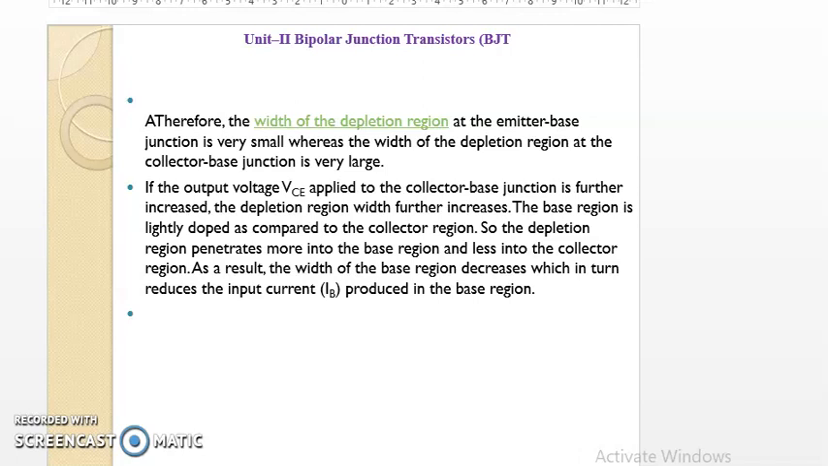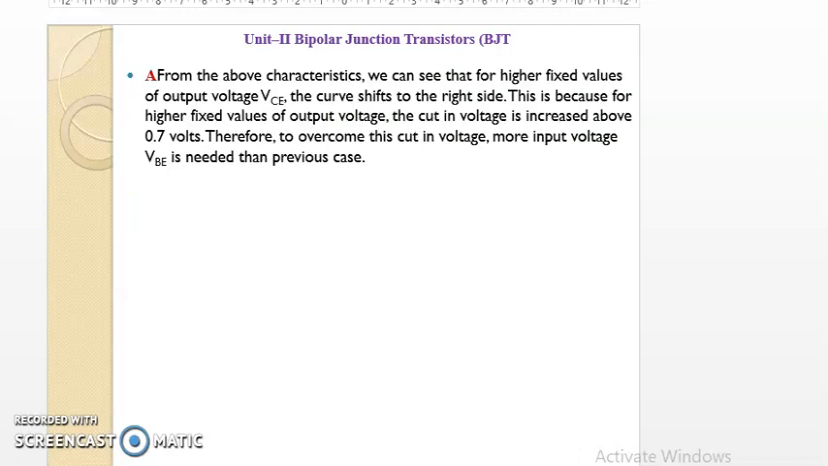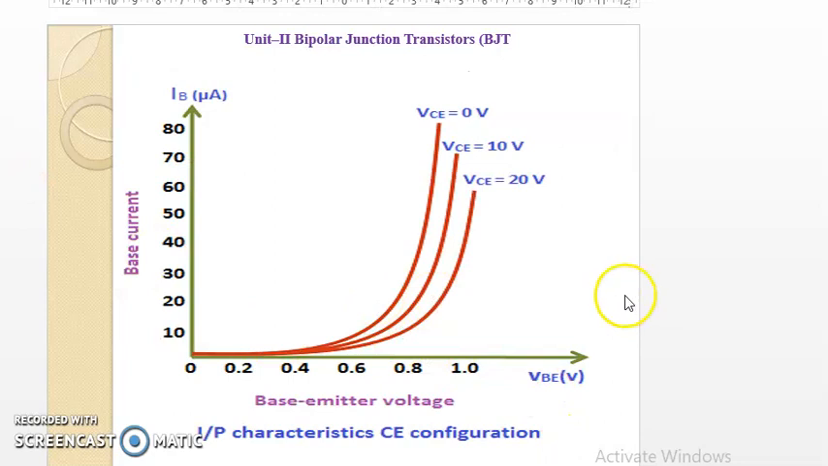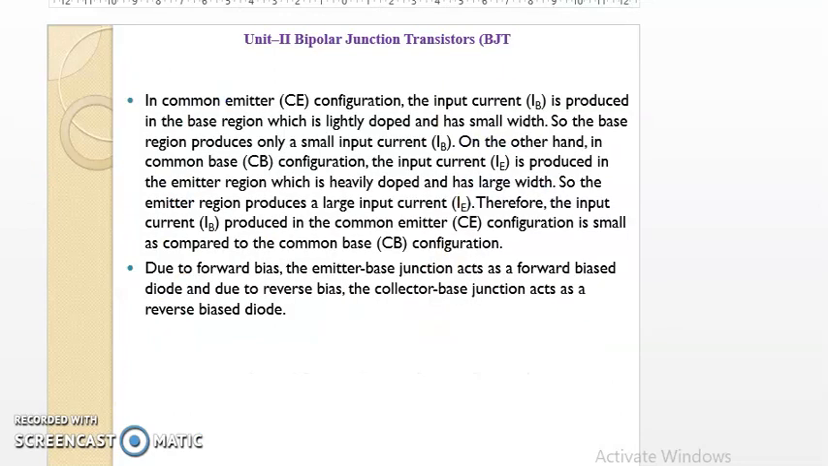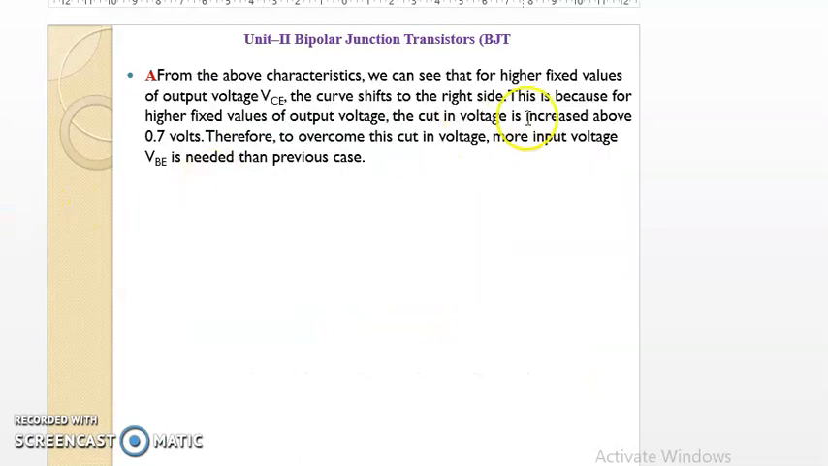So remember, base current is very small as compared to what? Emitter current. From the above characteristics, one can learn that for higher fixed values of output voltage VCE, the curve shifts to the right side. I will show you the figure also. This curve is going to shift towards the right side for higher values of VCE. Is it correct? The curve shifts to the right side.